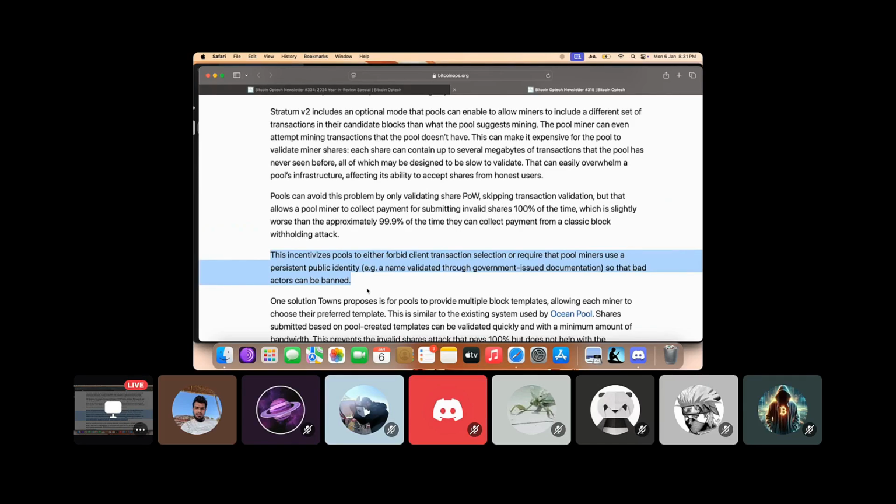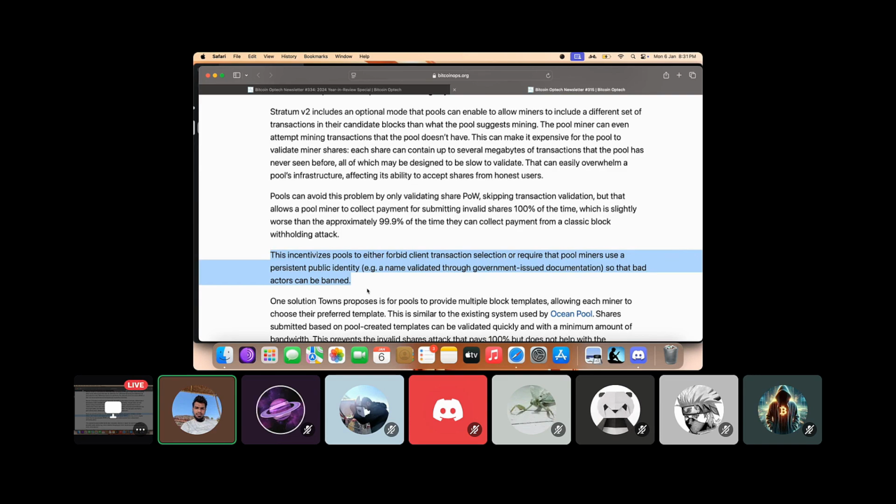That could be one outcome of this exploitation, which we don't want to happen. In fact, we want more and more people to create their own templates. Or the second option could be that the mining pools might ask the miners to do KYC. So they know exactly what your IP address is, they can link it with your identity, know who the bad actors are, and ban them. Ideally, we don't want any of these situations.